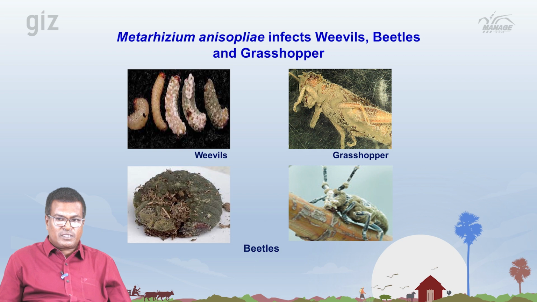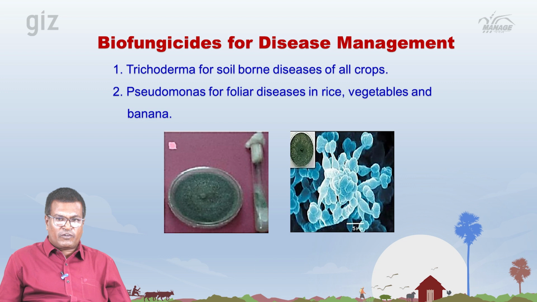This Metarhizium is very good for soil-inhabiting pests, especially weevils, beetles and grasshoppers, which hide inside the soil for a very long period of time. In such cases, if you use Metarhizium as a soil application along with some manure, they will be killed. Metarhizium can even be utilized against caterpillars as an above-ground crop spray to get rid of caterpillars. And these are some biofungicides like Trichoderma.